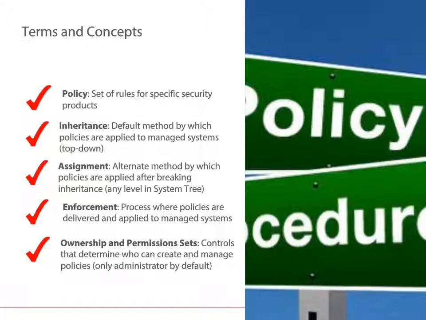Now, ownership and permission sets. Ownership comes down to who actually has the ability to edit the policy. They have to be able to own it. If you're an administrator, you can edit any policy anywhere within EPO. If you are a group admin and you have been given permission to edit a particular policy type, such as ENS, then when you create the policy, you own it, and no one else except the administrators can edit your policy.